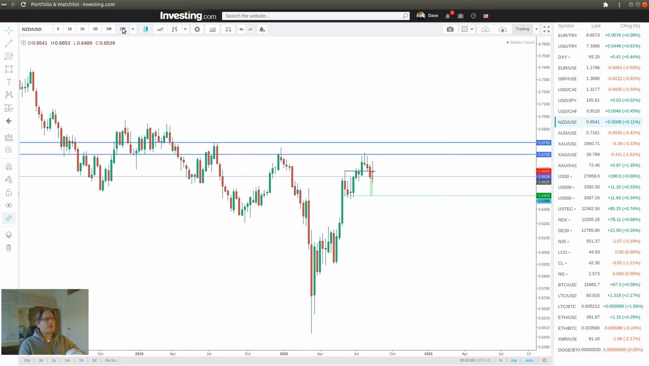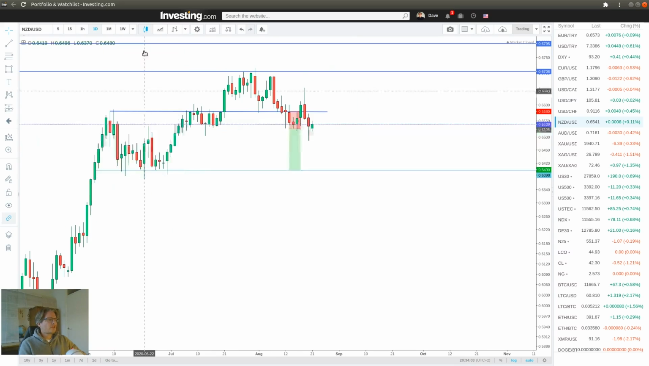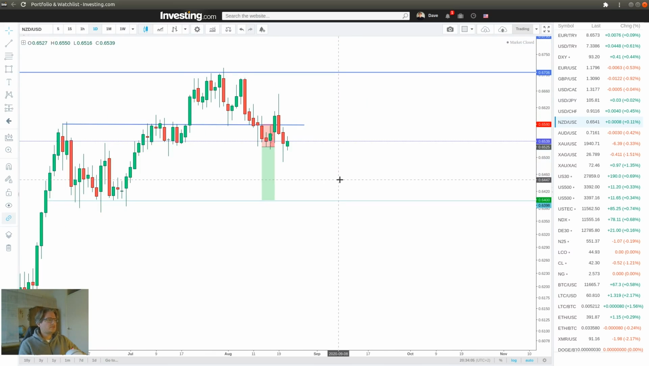Looking at the weekly, and then switch to the daily. Still looking good. Let me see. It looks like I had this short on and got stopped out. Do I have another trade on? Let me check my logs. No, I don't have a trade on yet.